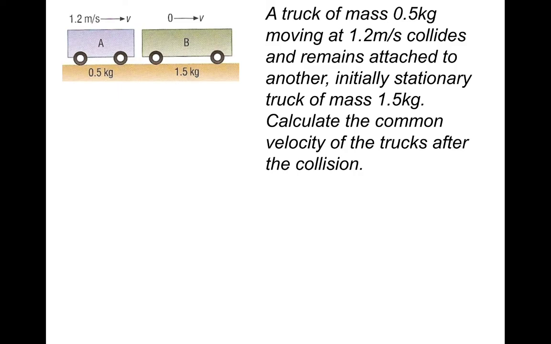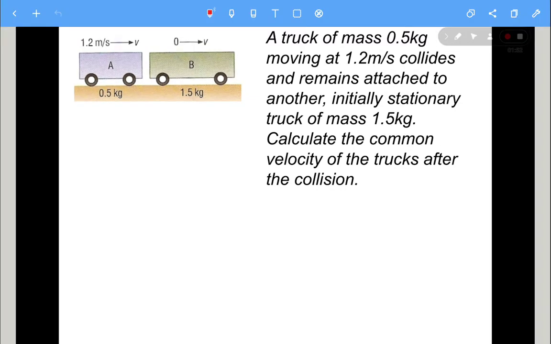So in this one, a truck of mass 0.5 kilograms moving at 1.2 meters per second collides and remains attached to another initially stationary truck of mass 1.5 kilograms. Calculate the common velocity of the trucks after the collision. So there's a nice way to set this out. I'll show you how to do it, and then I'll show you how to answer the question. So let's have a go at this one.